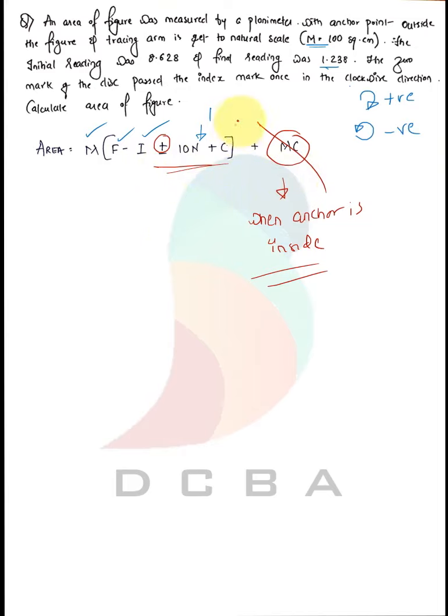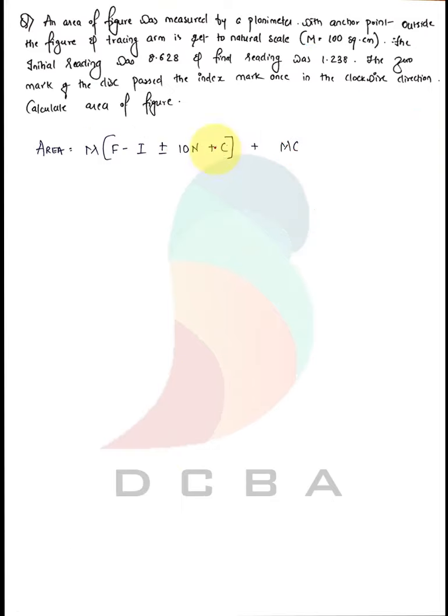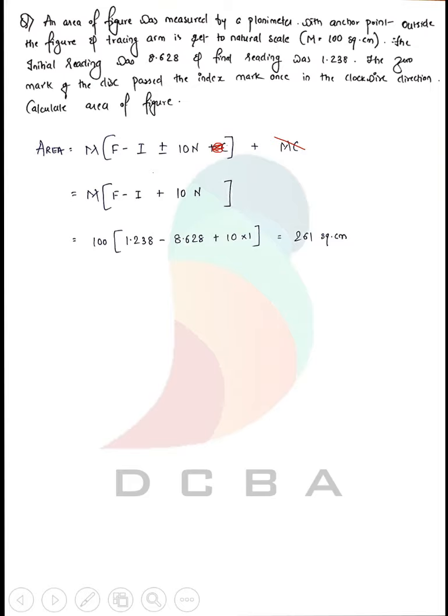So we have everything, and I'm sorry, this c should not be there because I have taken the anchor outside. In this formula, that c should not be there, right? So let me just erase everything. Just putting those values, m as 100 and f minus I plus 10n, we get 261 square centimeter directly. So this is the area of that irregular figure, whatever that figure might be.